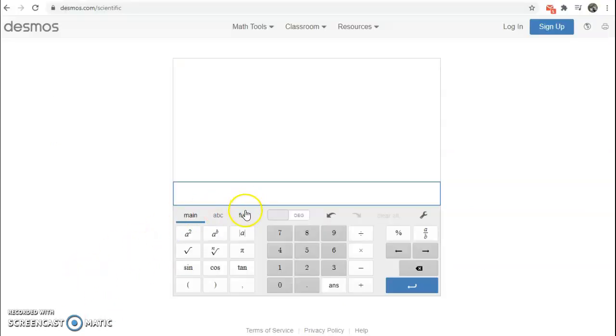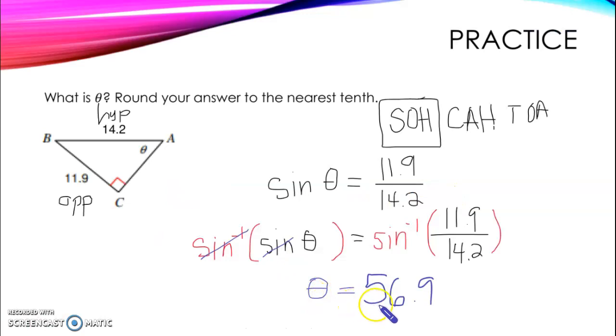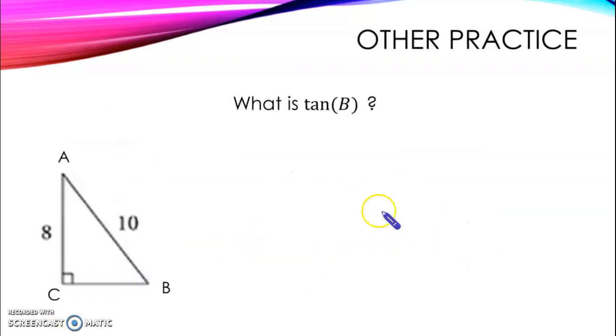Again, we're going to click on the Func tab here, and we have inverse sine underneath sine there. And then on your keyboard, you can type the fraction, 11.9 over 14.2, and that's going to be 56.9 degrees when we round it to the nearest tenth. And then comparing that to our diagram, that seems like a pretty reasonable measure of theta there.